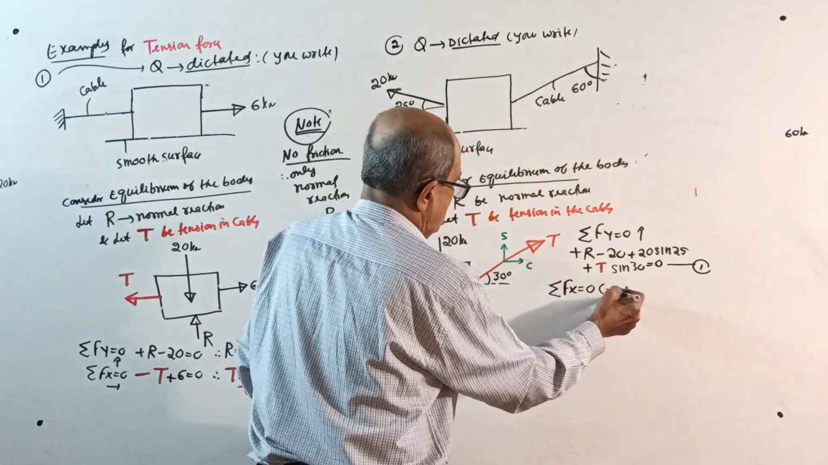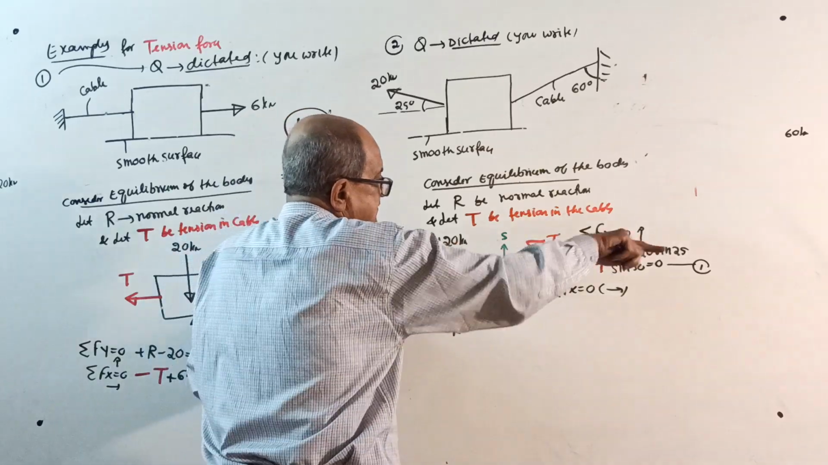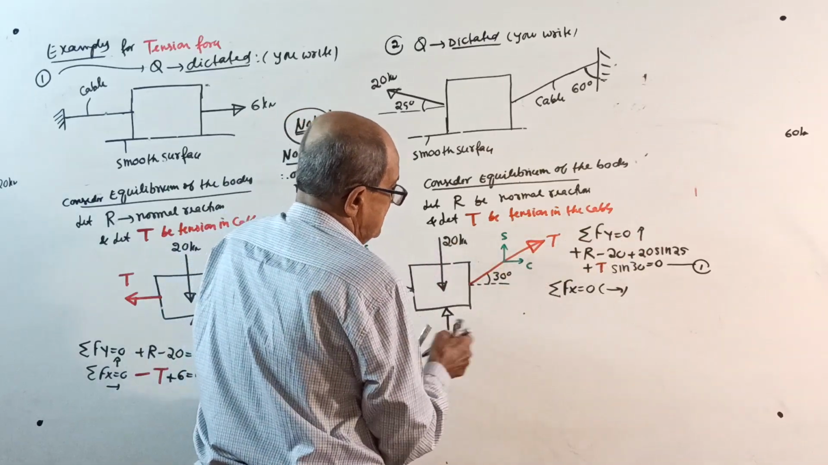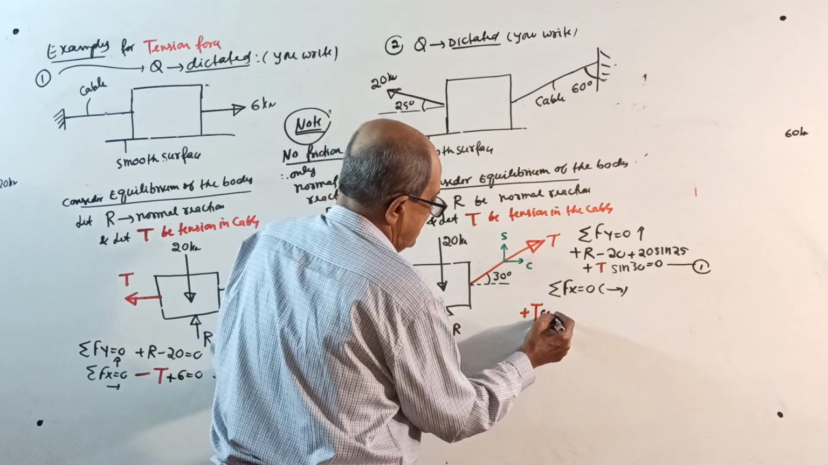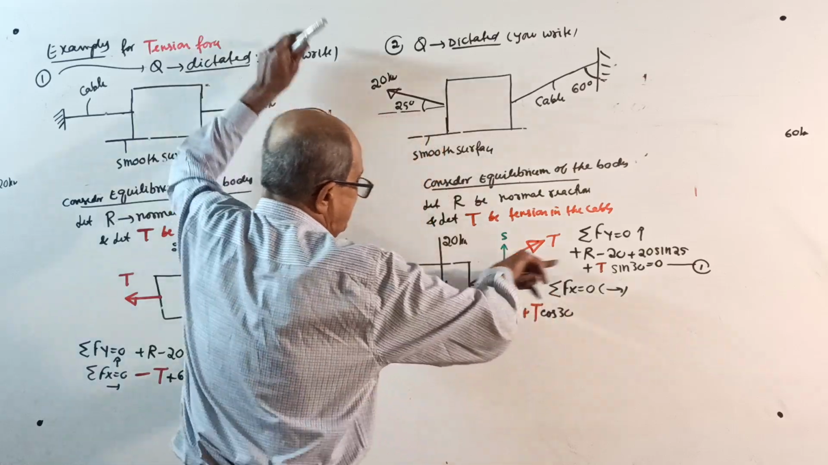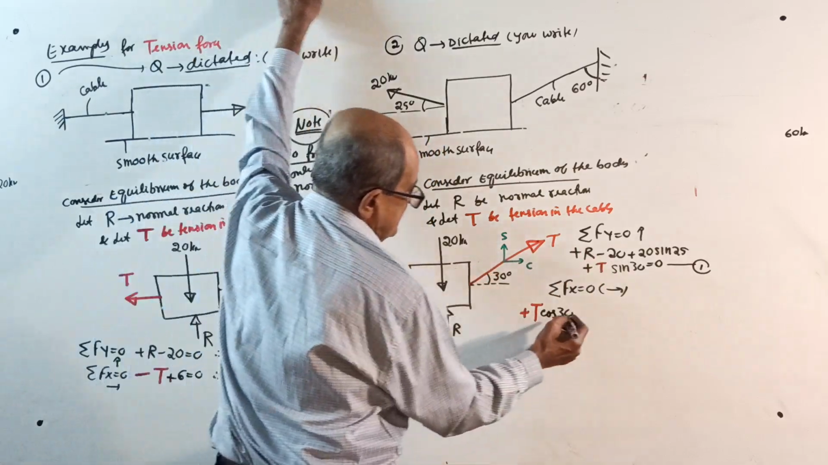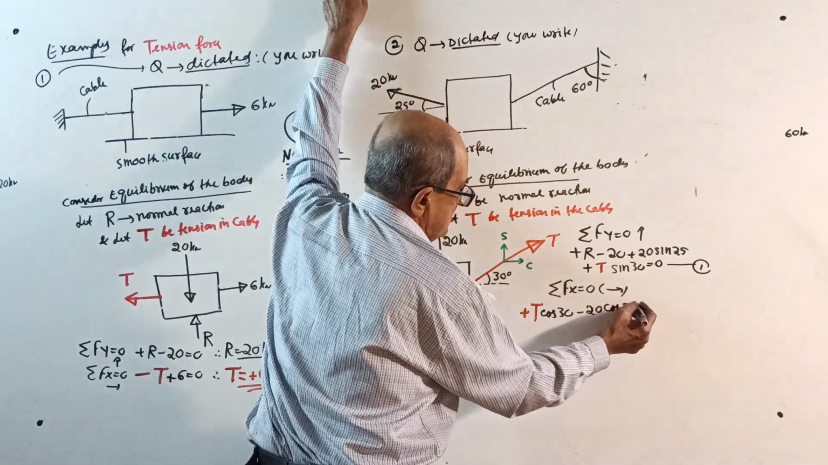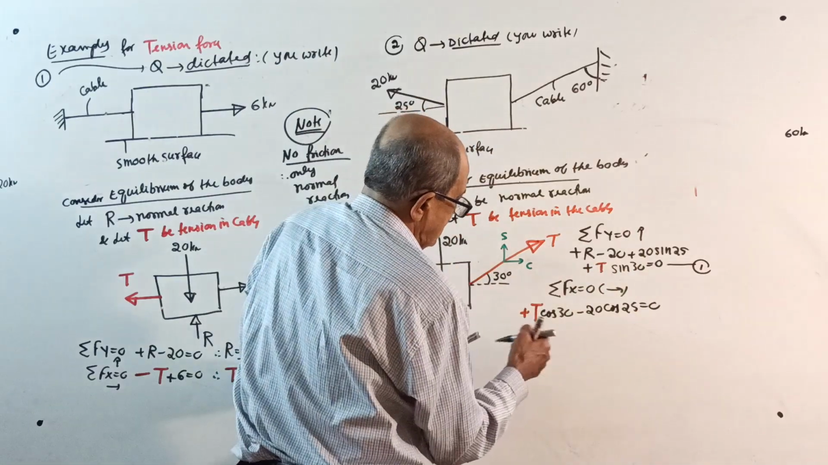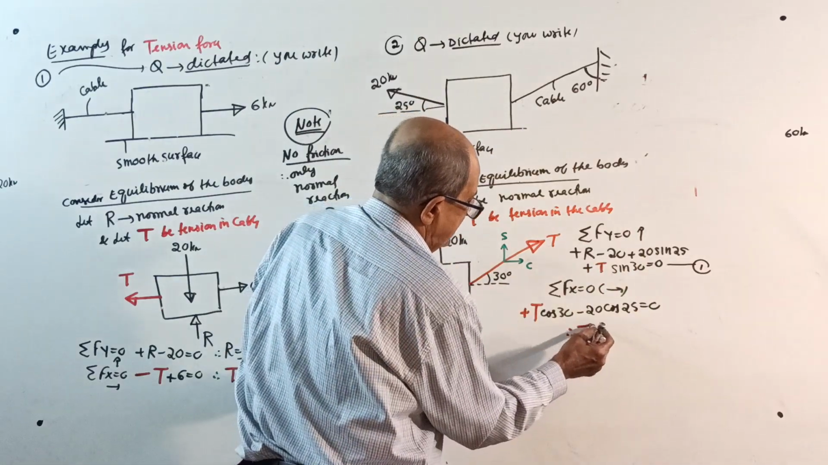Then sigma Fx equal to 0. Take right side positive. What do you get? See, plus T cos 30 minus 20 cos 25 equal to 0. Oh, we got the value of T. Yes, you can write T, we got.